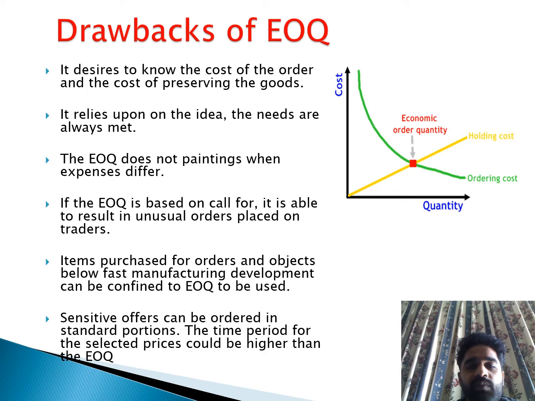If EOQ is based on demand, it can result in unusual orders placed on traders, items purchased for orders, and items under fast manufacturing development can be confirmed for EOQ to be used. Sensitive items can be ordered in a standard portion. The time period for the selected price could be higher than the EOQ.